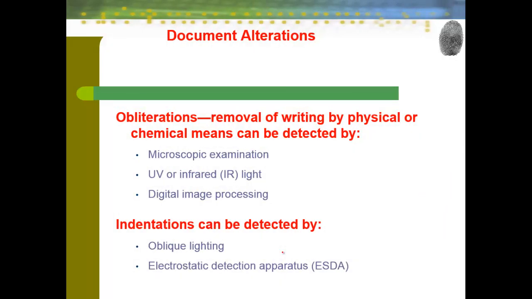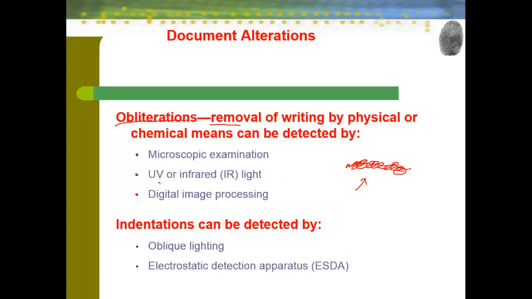And our last part, when it comes to document alterations, even if you obliterate, removal of writing, say you kind of erase it or kind of write over it, we have different ways of actually bringing that information back. So if you write something out and then you scribble over the top of it, there are ways of us actually getting that information back.